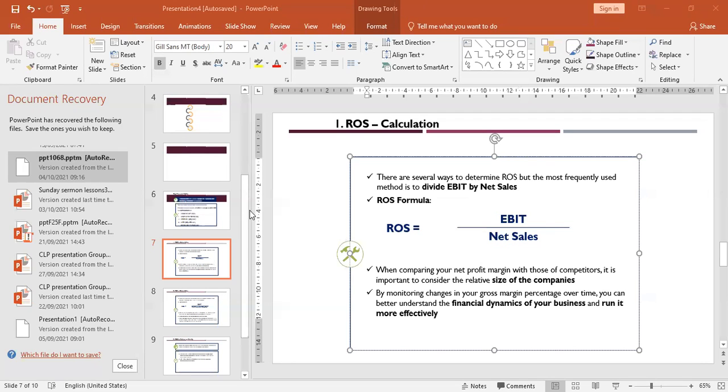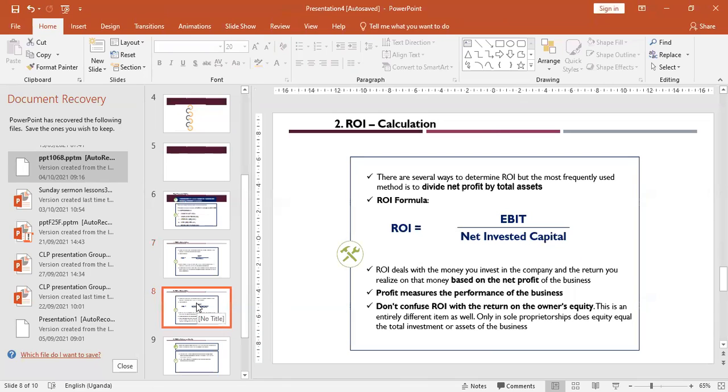Return on investment is EBIT over net invested capital. Net invested capital is fixed assets plus current assets. So return on investment means earnings before interest divided by net invested capital, okay?